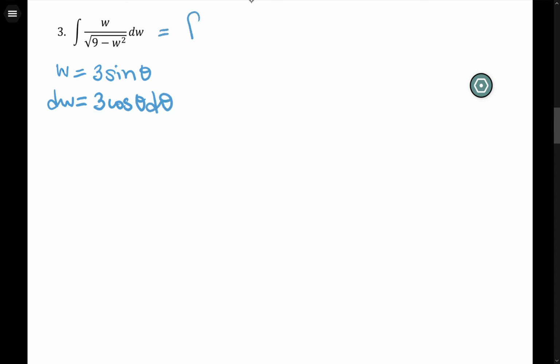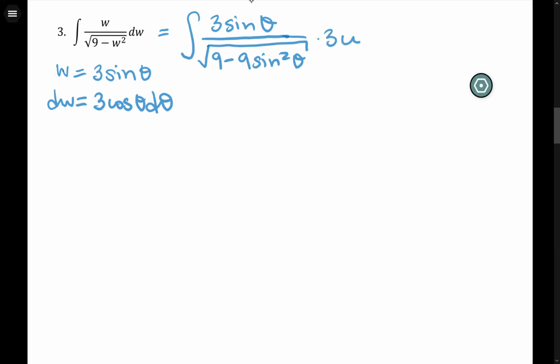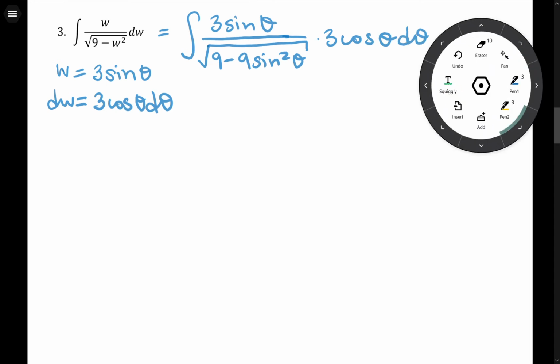So back up here, we have a 3 sine theta over the square root of 9 minus 9 sine squared theta. Don't forget that you have to square the whole thing, so the 3 does in fact become a 9. And then we have a 3 cosine theta d theta. Okay, so again, as much or as little of this as you need to show.